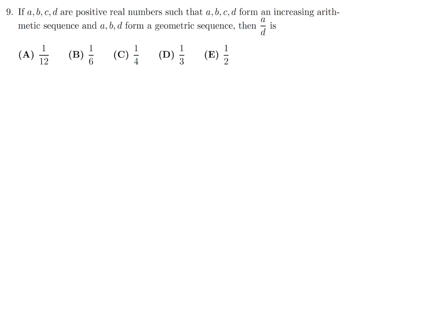A, B, C, and D are positive real numbers such that A, B, C, D form an increasing arithmetic sequence and A, B, D form a geometric sequence, then A over D is. So you have A, B, C, and D, and they form an increasing arithmetic sequence. So we have A, A plus K, A plus 2K, A plus 3K for our values of A, B, C, D. And then A, B, and D form a geometric sequence. So A, AR, AR squared, like that. Okay? So we can do this by inspection.